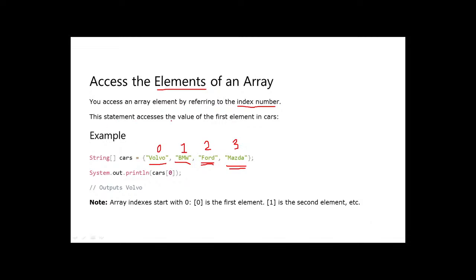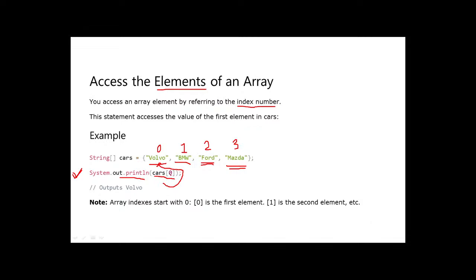So, this statement accesses the value of the first element in cars. So, this is how we access the element. So, we have cars, Volvo, BMW, Ford, Mazda. Then, we print here cars at index 0. So, this means that the output is Volvo, because it refers to index 0.